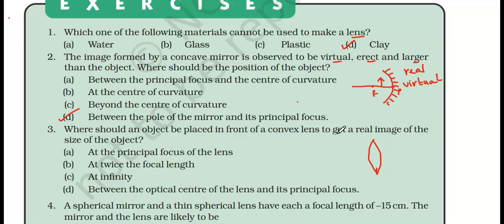That is in our syllabus. Now we want an image which is real, and we want an image which is of the same size as the object. So to get an image of the same size as the object, we have to place it where? At the center of curvature. The center of curvature is twice the focal length, right? So therefore the correct answer is B, at twice the focal length.